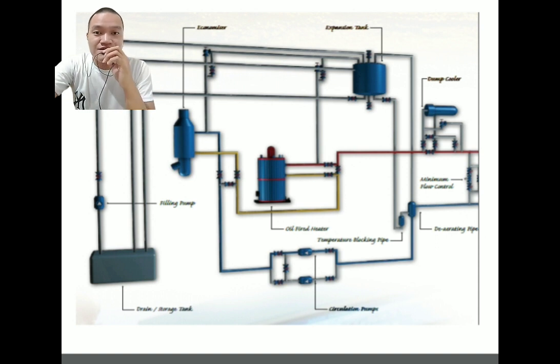Next is the shutting down procedure. The first step is turn off the heater first. Then let the pump continue to circulate the heat transfer fluid to remove any residual heat that is in the heater, the process and the pipes.